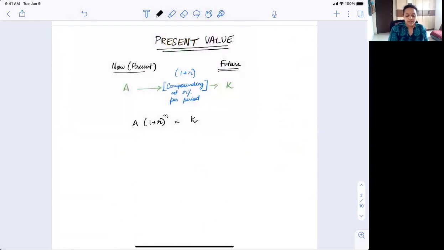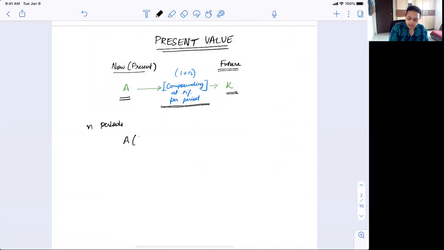Now, if I have a dollars in the present, and I'm told that this amount is going to grow or compound at the rate of r% per period, and I end up with a final amount of k in the future. Now, how does this movement from a to k happen? Let's say we have n time periods over which this compounding happens.